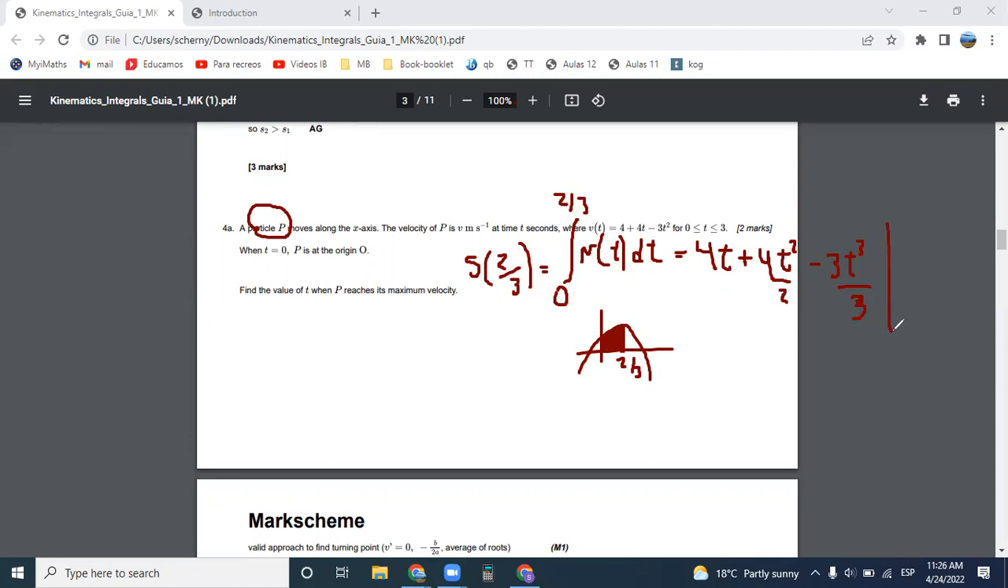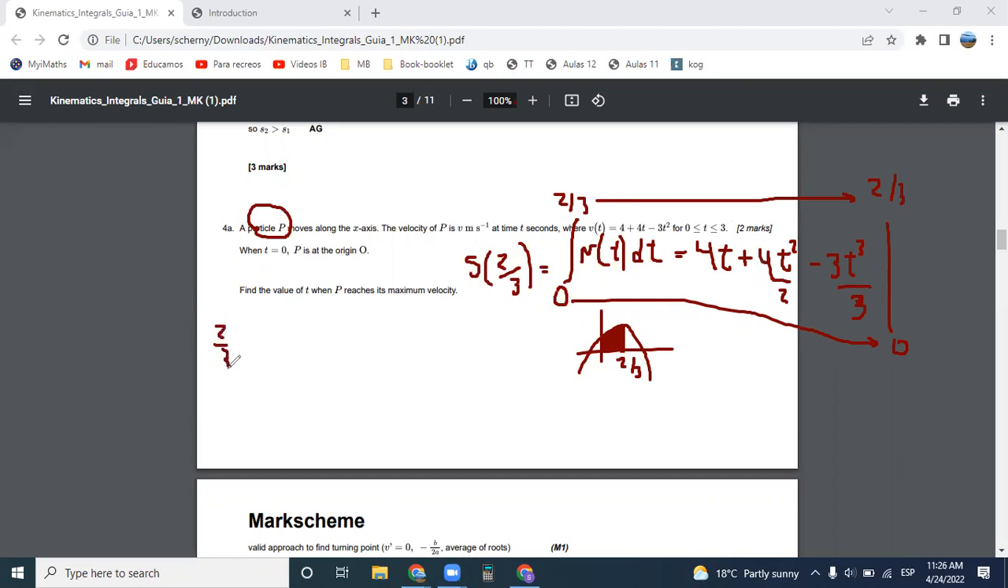And this, we need to evaluate at 2/3 and 0. This is because this is a definite integral, it's not indefinite. So we need to evaluate. Great. So we get these limits, and now let's evaluate at 2/3.